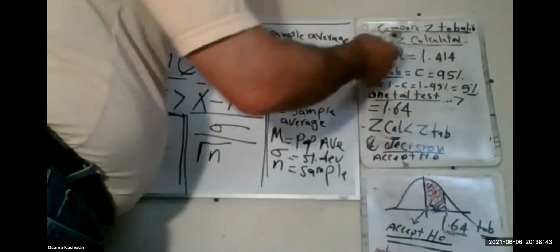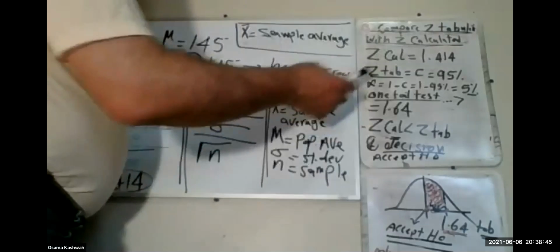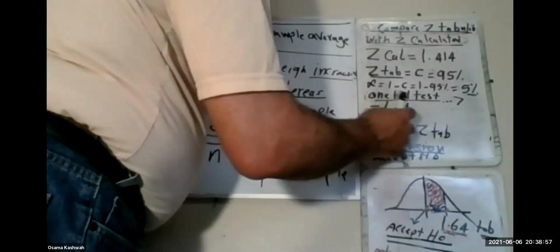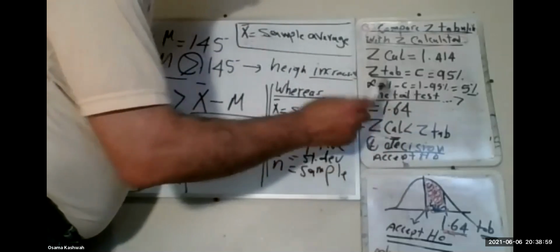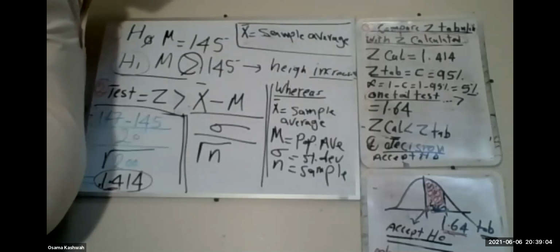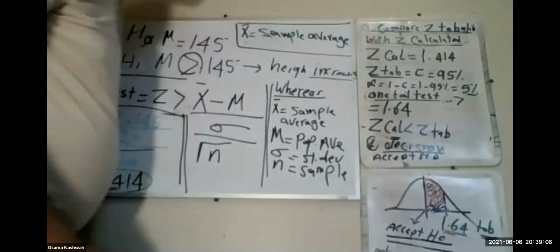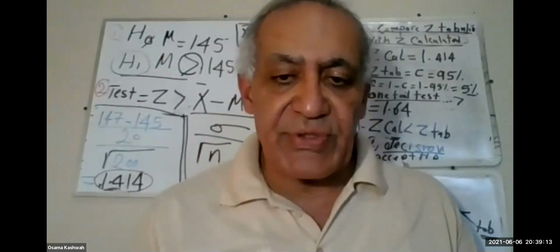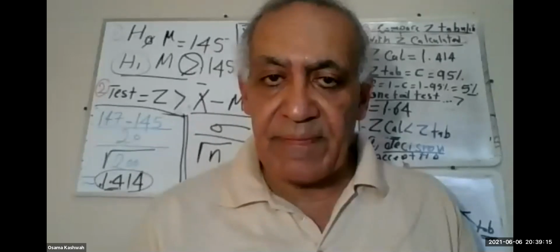We compare the Z calculated with the Z tabulated. Z tabulated, we get it from the table under the error 5%, or alpha 5%, and it's a one tail test. The tabulated value is 1.64. Then this means that I will accept H0 and reject H1. This was the end of this example. Thank you so much.